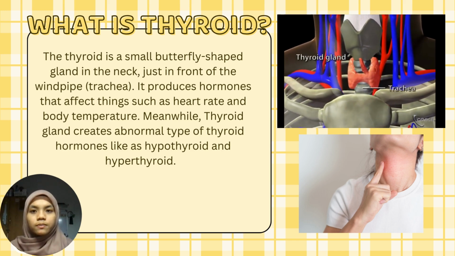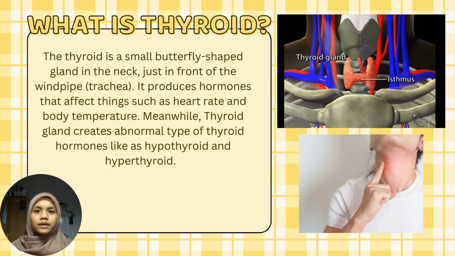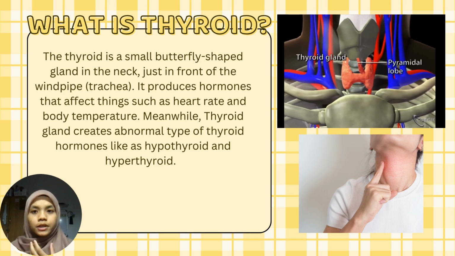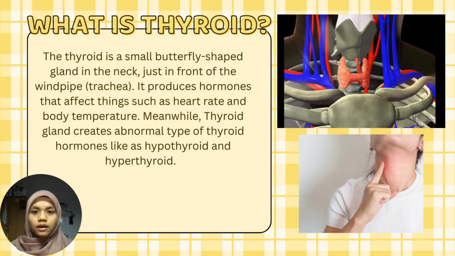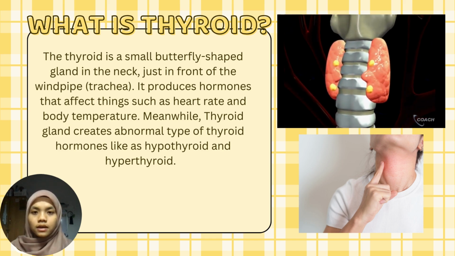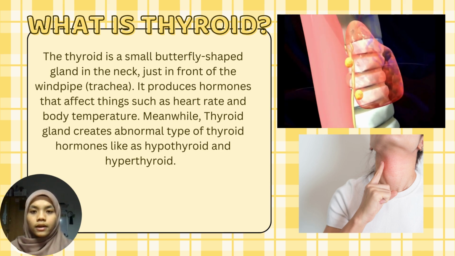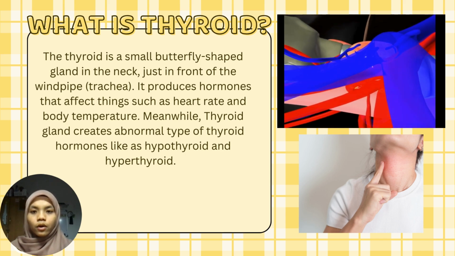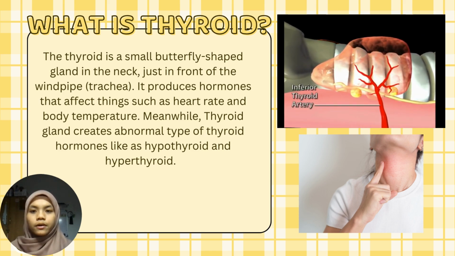I would like to explain a little bit about what the thyroid is. The thyroid is a small butterfly-shaped gland in the neck, just in front of the windpipe, the trachea. It produces hormones that affect things such as heart rate and body temperature. Meanwhile, the thyroid gland can create abnormal types of thyroid hormones, like hypothyroid and hyperthyroid.